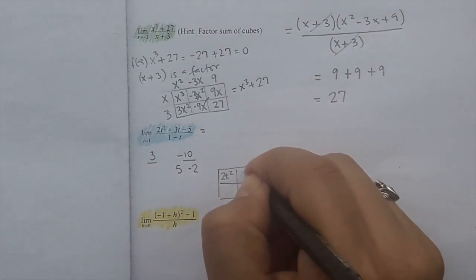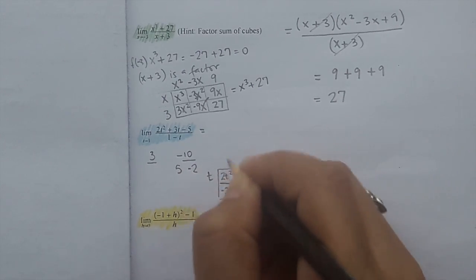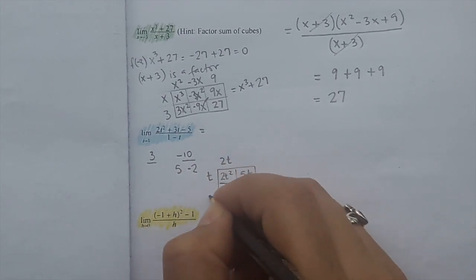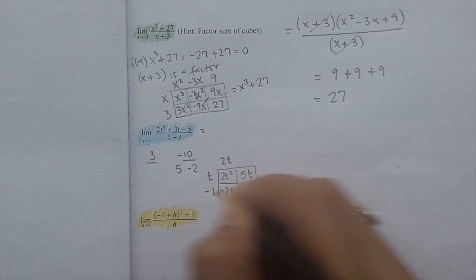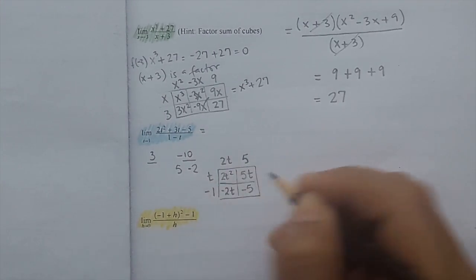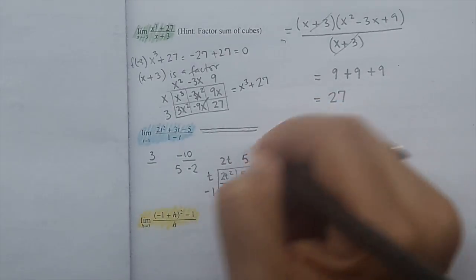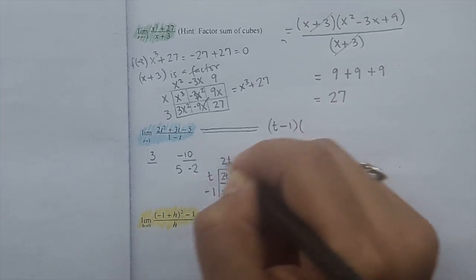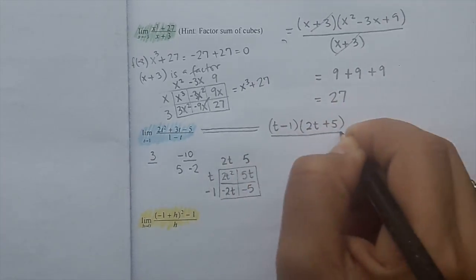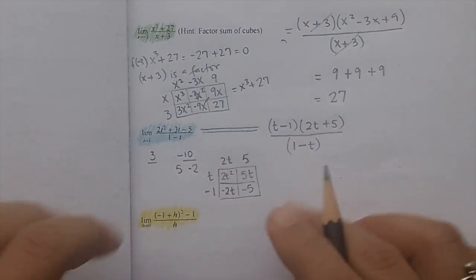Once you've done that, you're going to take the greatest common factor horizontally, so in this case it's going to be t. t times blank is 2t squared. Blank times 2t is negative 2t. t times blank is 5t. Negative 1 times 5, the last box, negative 5. Factors on the side of the box, so that's t minus 1 and 2t plus 5, all over 1 minus t. Now, we need to make this look like 1 minus t, so that we can cancel it.